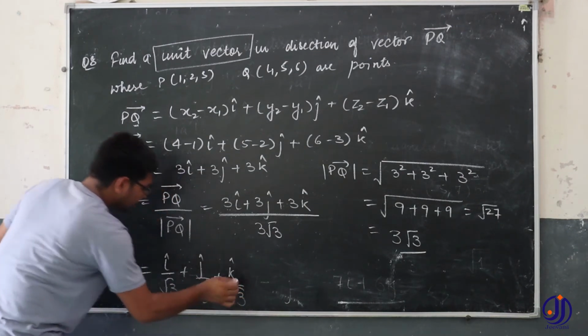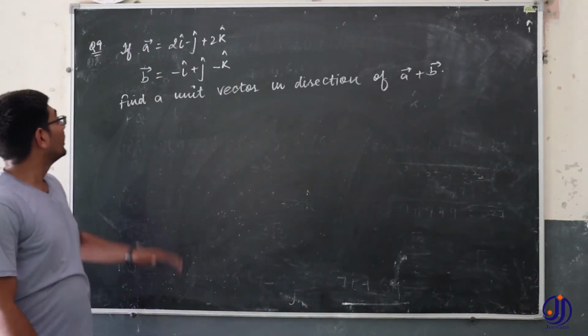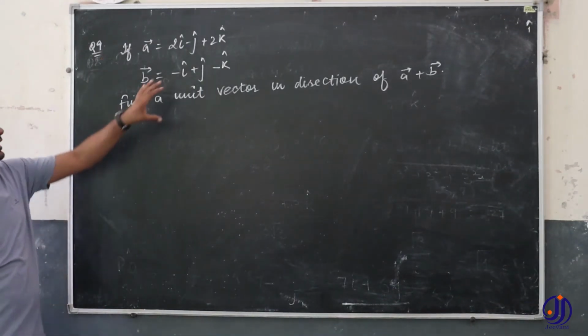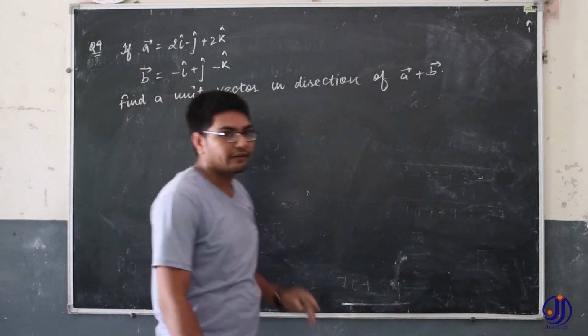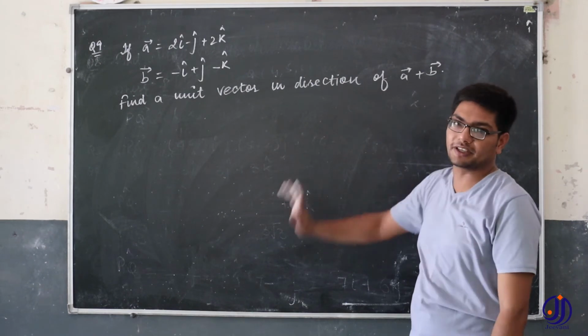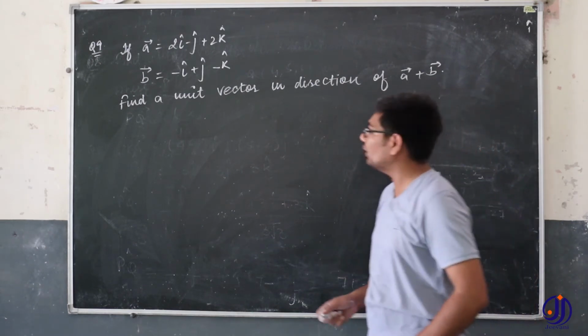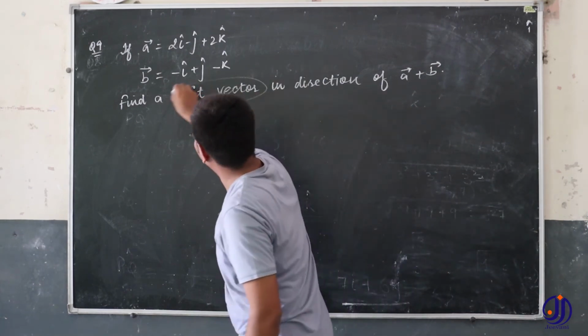I cap by root 3 plus j cap by root 3 plus k cap by root 3. Okay. In question number 9, you are provided with vector A and vector B. You have to find a unit vector in direction of A plus B. It is similar to the previous question, right? How? Again you have to find the unit vector.